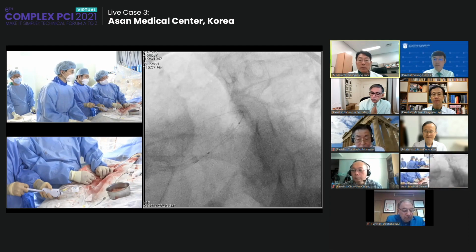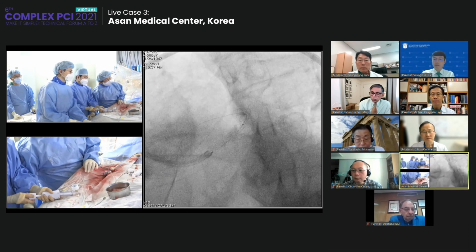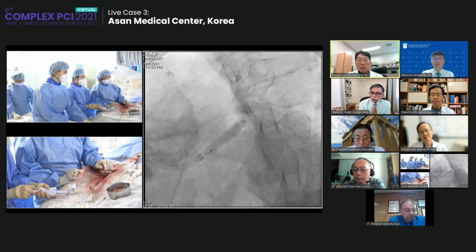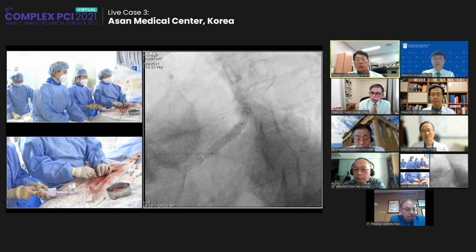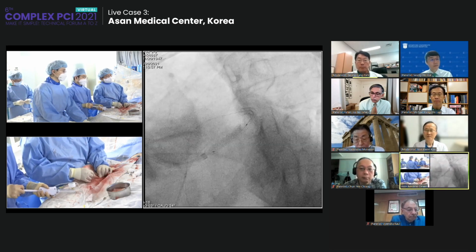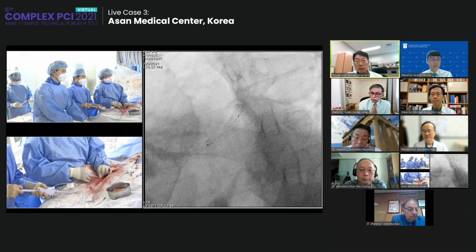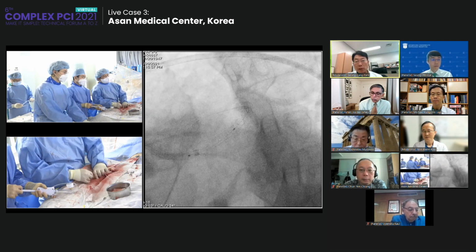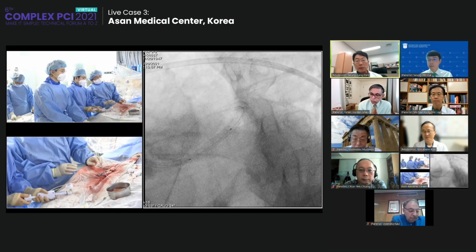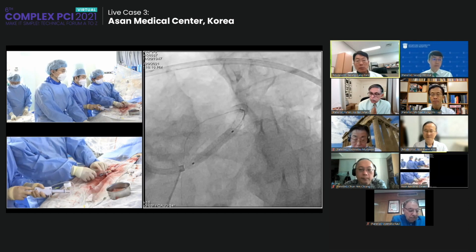Okay. 12. Yes. It's balloon crush first before the deployment. All right, so you deploy the stent here. So you want to see what's happened at the bifurcating area? Yes, right. Non-compliant balloon is, however, what pressure? 14.